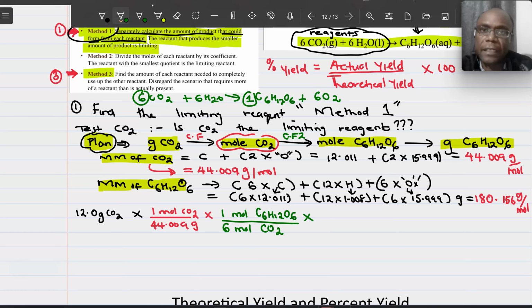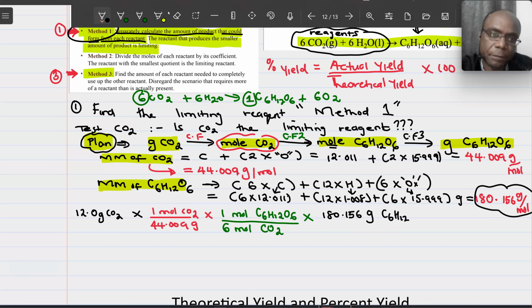Okay, and then now we are ready for the next conversion factor. Conversion factor 3, we want to go from moles of glucose to grams of glucose. So I'll use the molar mass of glucose, 180.156, which is why we needed to calculate it. Grams of glucose is actually 1 mole of the same glucose. So doing it this way, we are going to get the answer in grams of glucose.